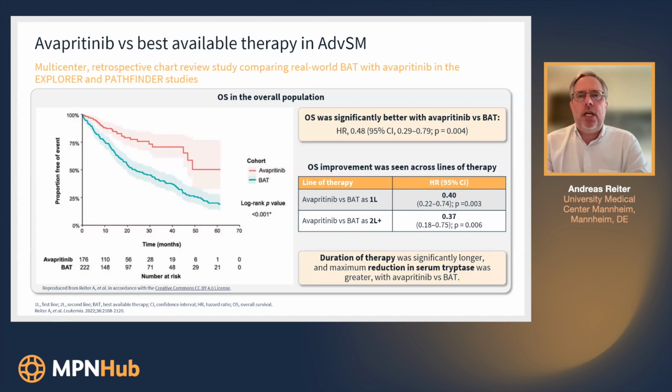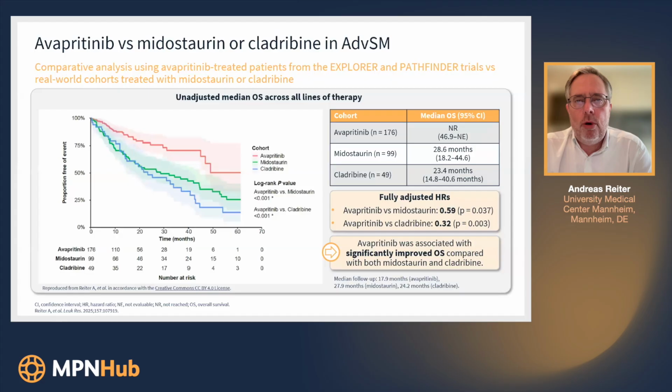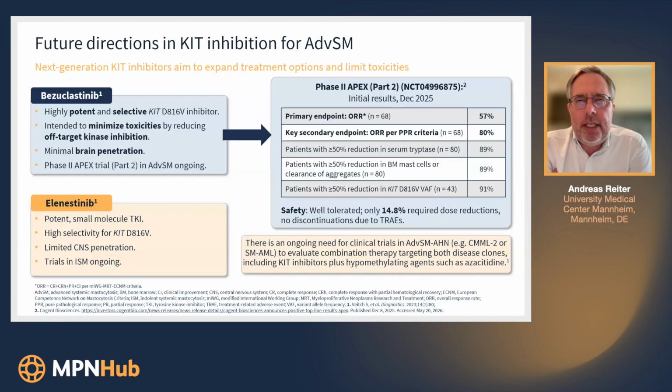So this was an international cohort. The overall survival was significantly better with avapritinib versus BAT, with a hazard ratio of approximately 0.5. And in the next slide, you can see that in a subsequent analysis, we split the BAT group for patients who had been treated with midostaurin or with cladribine. So you see the superiority of avapritinib versus midostaurin, and even more versus cladribine. And these are the future directions in KIT inhibition.